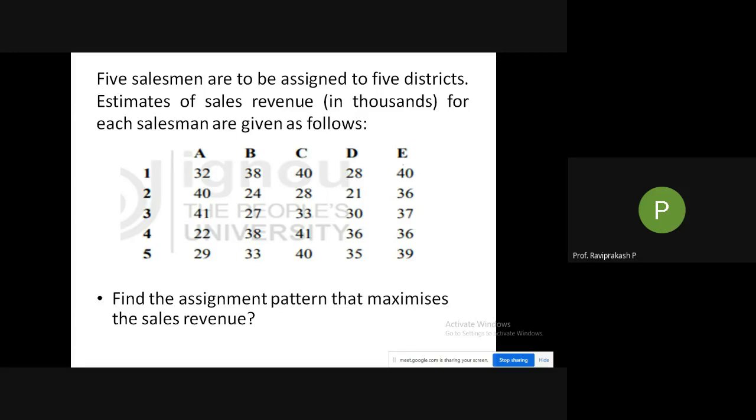Now just for a minute, leave everything and focus on the screen. See here, what I told you just now before this problem is, first find out what kind of problem this is. They are telling five salesmen, I'll just underline five salesmen, five districts.